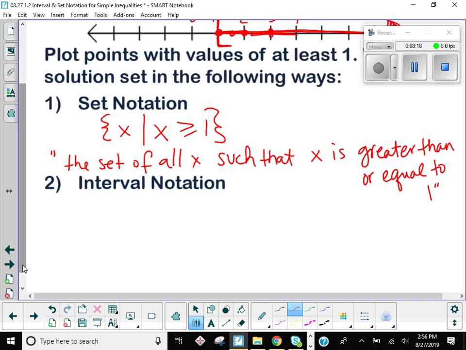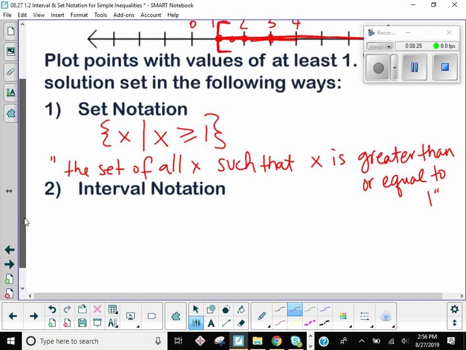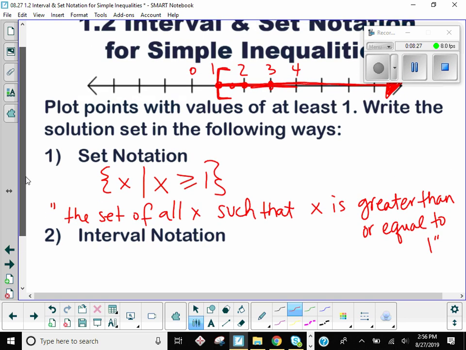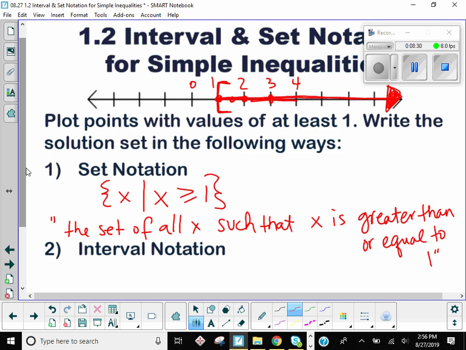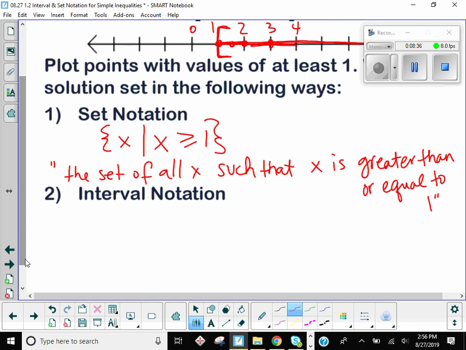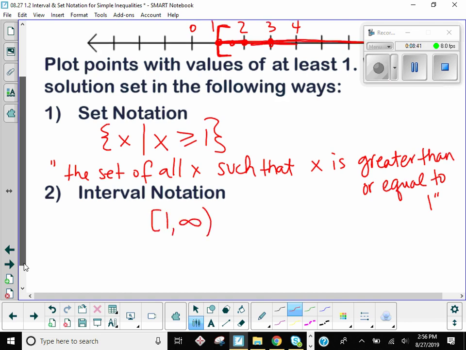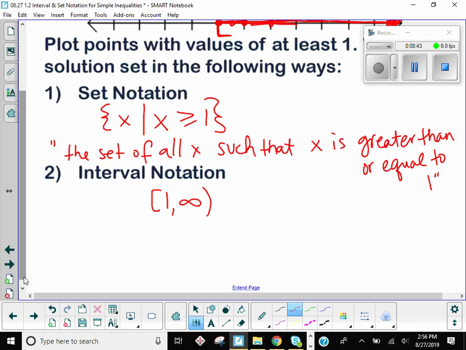Now we're going to say the same thing, but in interval notation. This is actually my preferred notation because it mirrors what we already have on the number line. So if I was just translating this bracket and that information to interval notation, it would look like this. And I'll explain it more in a minute. Okay, that bracket is the same bracket I had on the number line. Infinity gets a parenthesis.